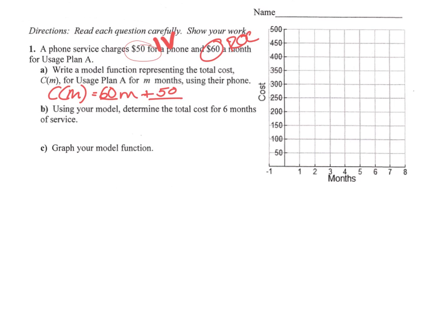Using your model, determine the total cost for 6 months of service. We're given another number, 6. What am I going to do with that? I want to know how much money I'm going to pay for 6 months of service. I can add forever and ever, or I can plug it in to the function that I just wrote.